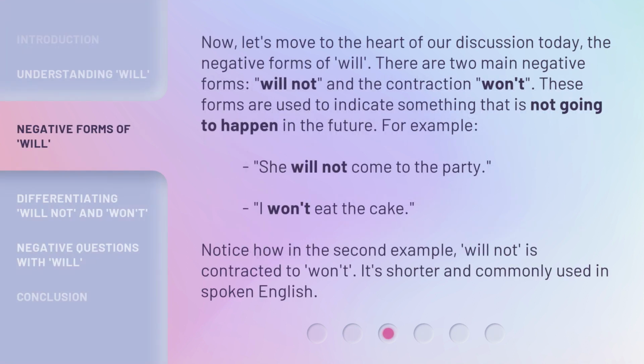Now, let's move to the heart of our discussion today, the negative forms of "will". There are two main negative forms, "will not" and the contraction, "won't". These forms are used to indicate something that is not going to happen in the future. For example, "She will not come to the party." "I won't eat the cake." Notice how in the second example, "will not" is contracted to "won't". It's shorter and commonly used in spoken English.